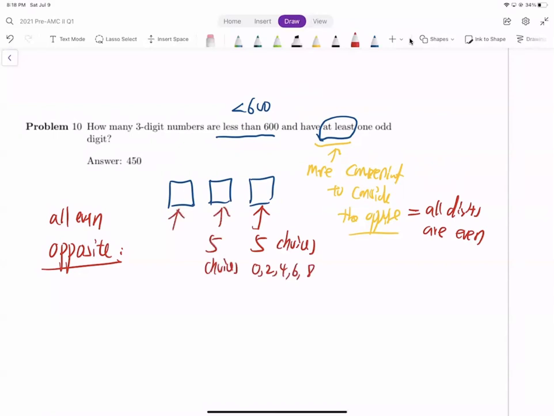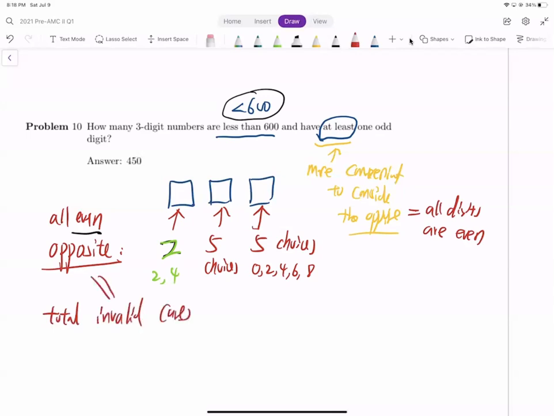And for the first one, don't forget the requirement is less than 600, and it also has to be even. Then you only have 2 options for the first one, right? Why? Because you can only put either 2 or 4 here. Then we know the total invalid cases.